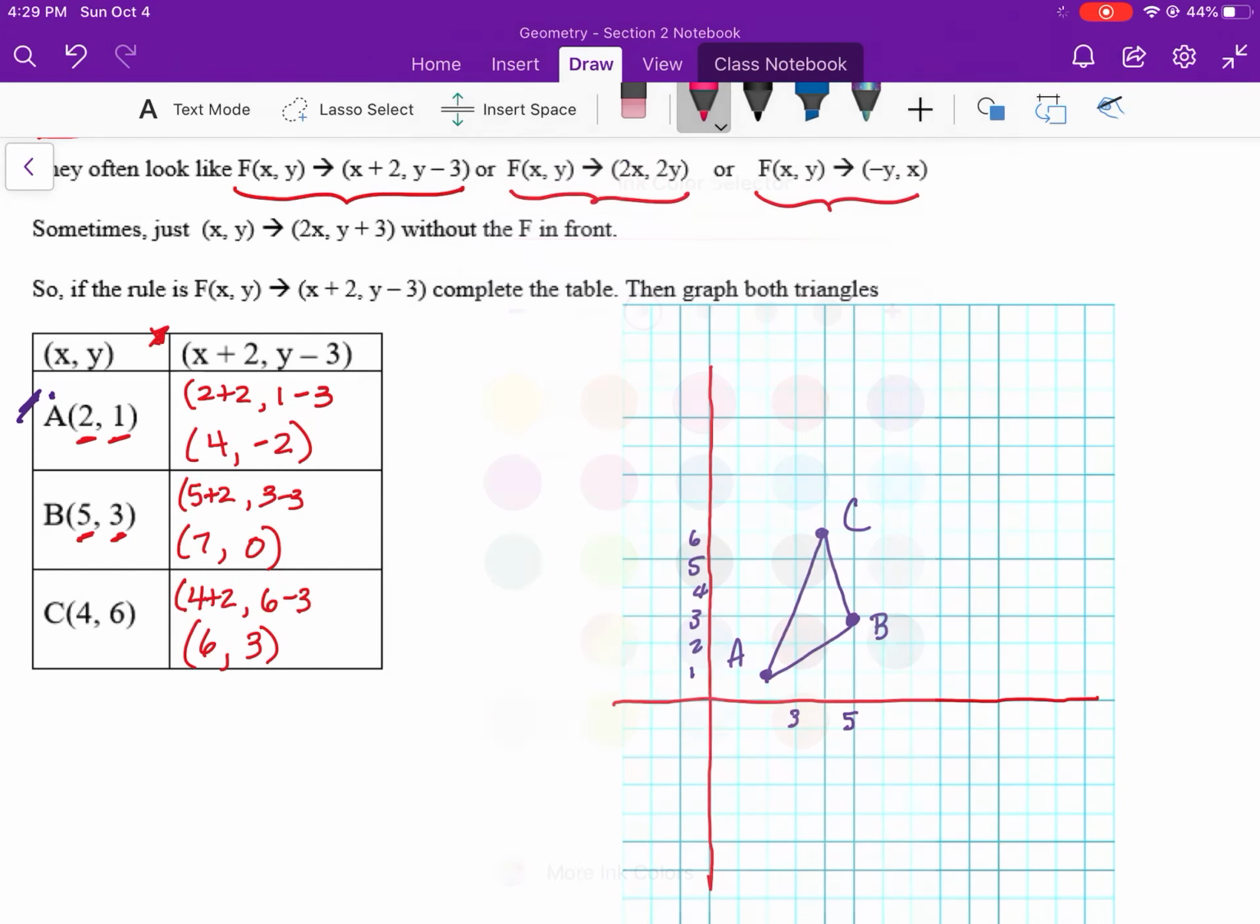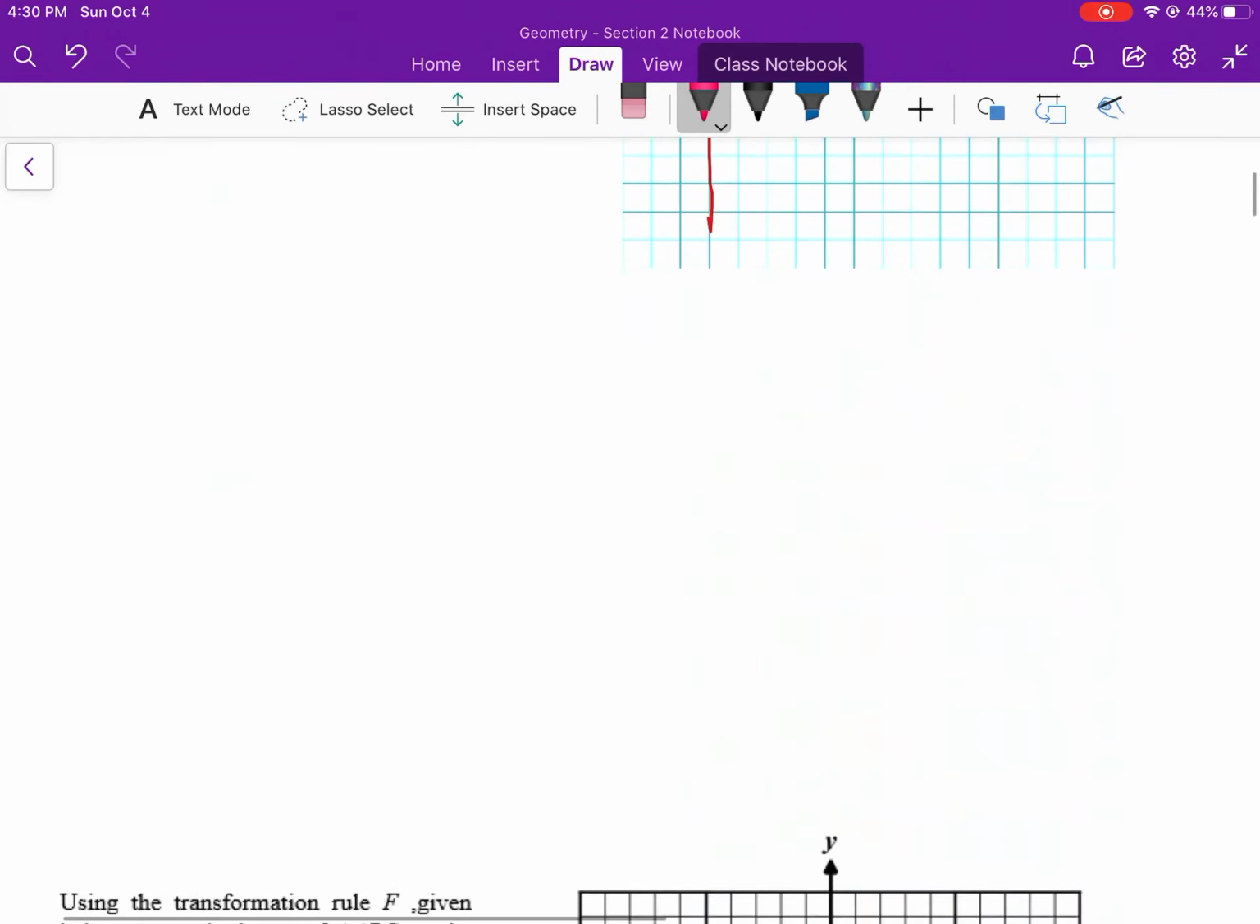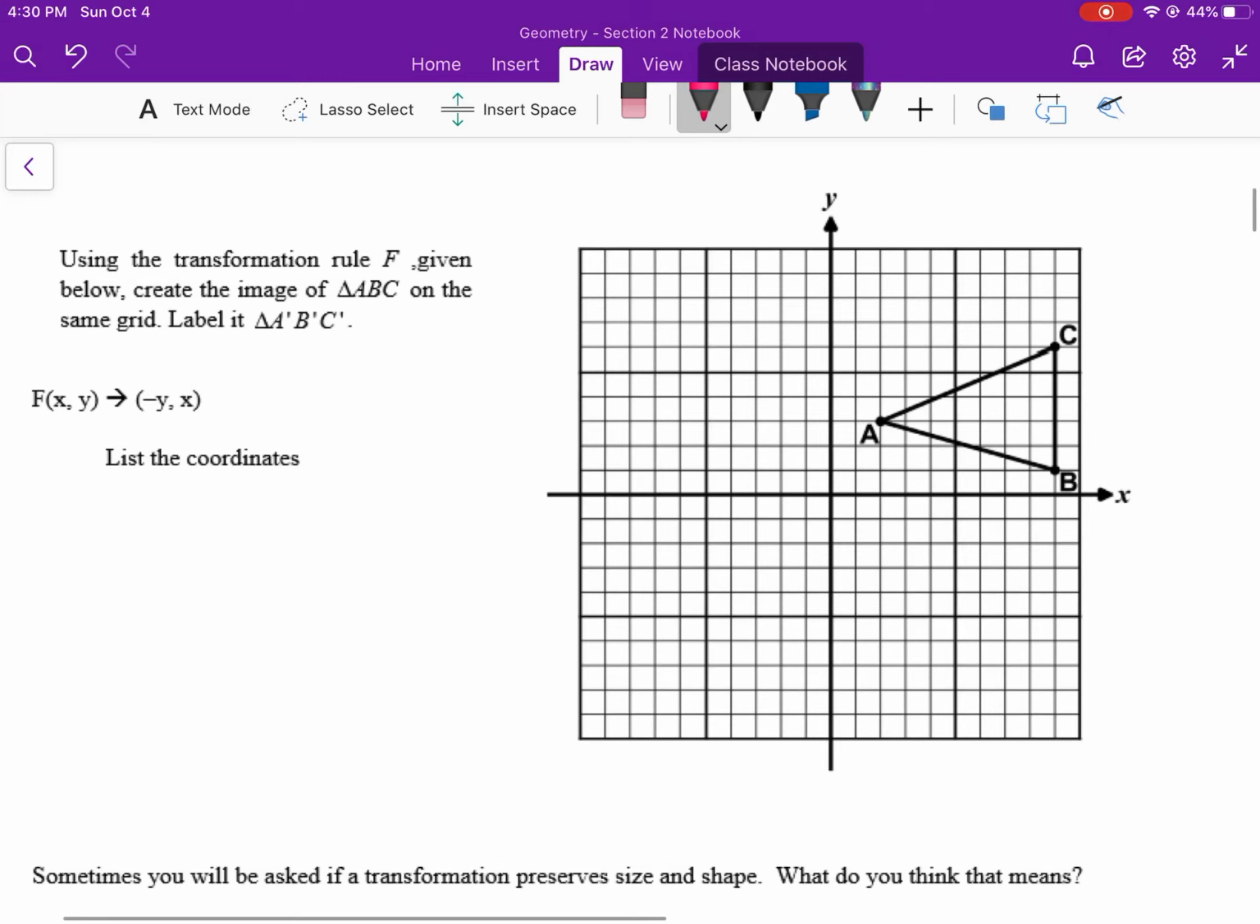Okay. So now I'm going to graph, well, I'll go ahead and use the red. I'm going to graph the ones in red with that. So now A prime, we're going to call it, is 4, negative 2. So this is A prime. That's this point right here. Now I'm going to do 7, 0. That's this point right here. That's B prime. And C prime is 6, 1, 2, 3. Here's C prime. So there it is. Okay, that's a transformation. I just moved it from one location to another location. That's it.